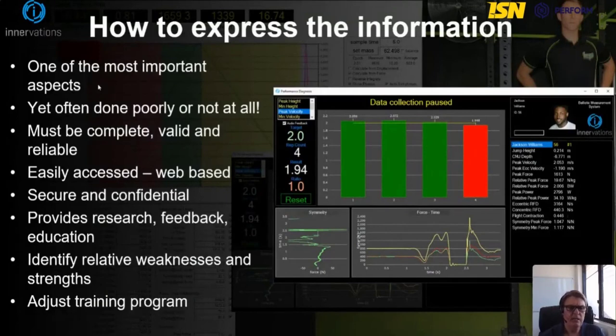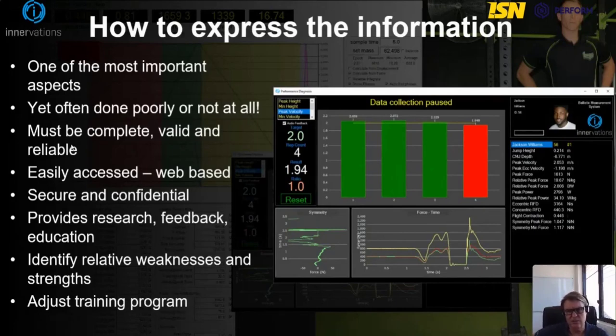Now, we are getting a lot better at this, and in part it's because the systems which allow and support us to give feedback are getting a lot better. It must be complete though, it must be valid and reliable. Many times in the past I've reported values back to an athlete which were just silly, and that causes the athlete and the coach to really lose faith in you as a strength and conditioning specialist.